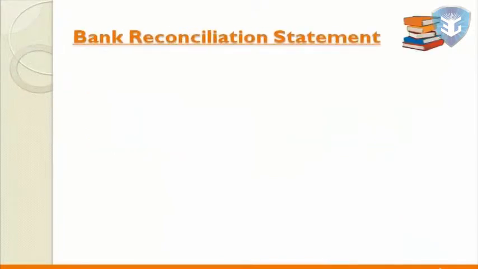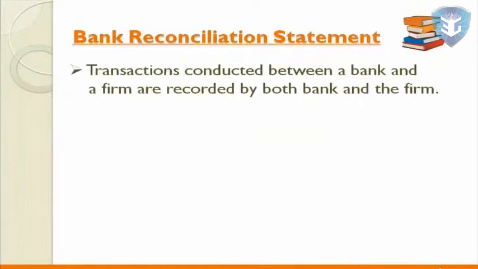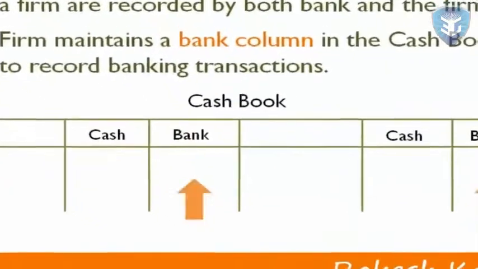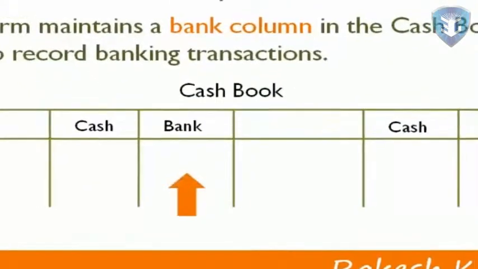Now let's discuss in detail. Transactions conducted between a bank and a firm are recorded by both the bank and the firm. The firm maintains a separate bank column in the cash book to record all the banking transactions.